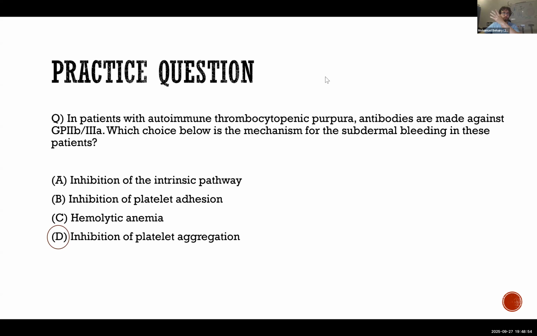This is basically not really a critical thinking question. It's a recall question. The question is trying to test if you know the function of glycoprotein 2b3a or not. We said a little while ago 1b is adhesion, 2b3a is aggregation. So when you see 2b3a in a question, you're going to choose inhibition of platelet aggregation.